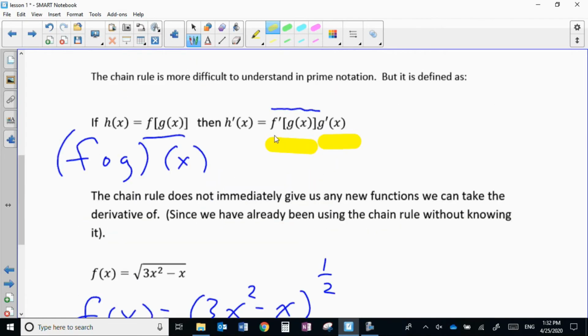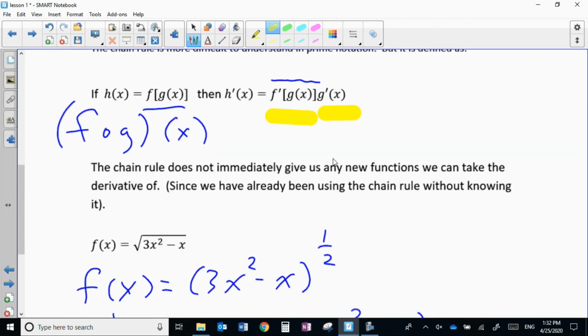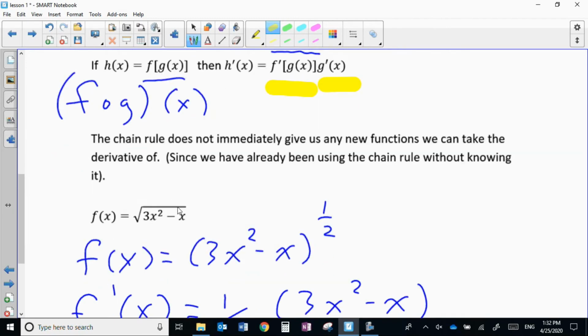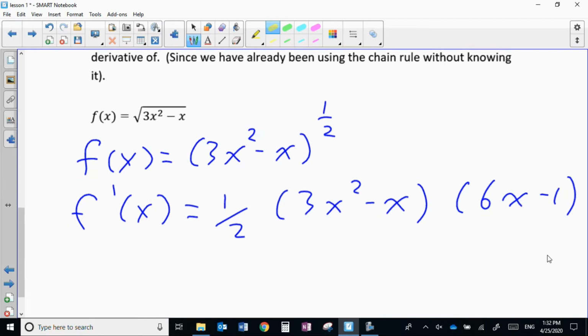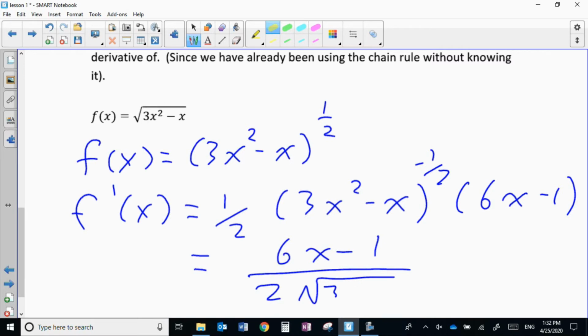That's this right here, this first underlined part. F prime, where g of x is the inside function. So then we multiply by g prime of x, the inside function, 6x minus 1. Oh, sorry, that's to the power of -1/2. Okay, the power rule. And then, of course, we simplify that. We get 6x minus 1 all over 2 times the square root of 3x squared minus x.